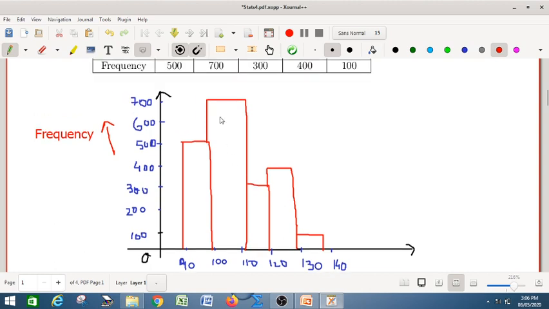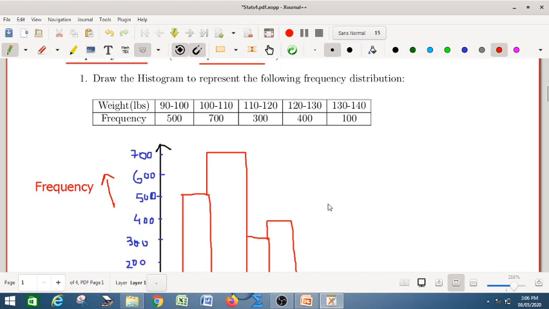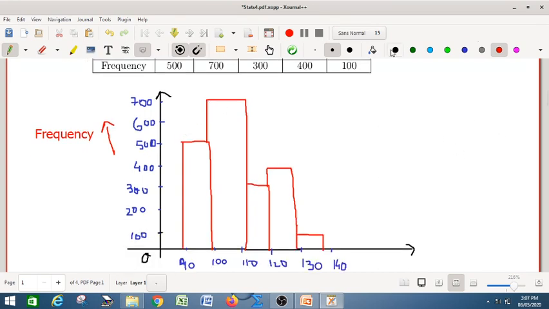Now, in this case, how will you calculate the mode of this distribution? Suppose you want to calculate the mode, then just draw the diagonals of the adjoining rectangles. Choose the highest rectangle and draw the diagonals from these vertices to these vertices, the diagonals of the adjoining rectangles. The intersection of the two diagonals gives you the mode of the distribution with the help of the histogram.